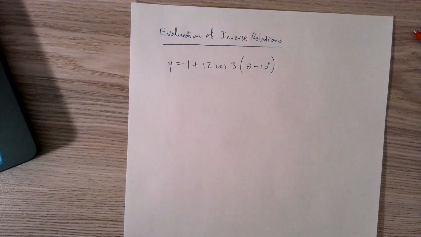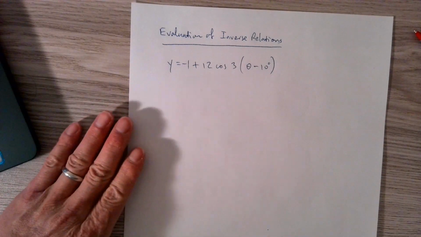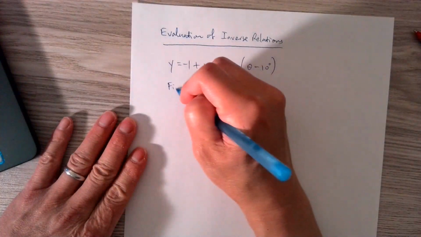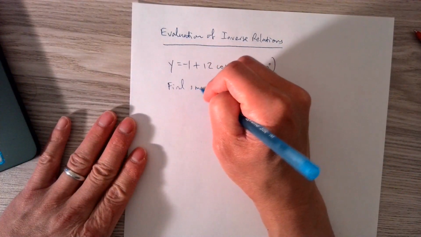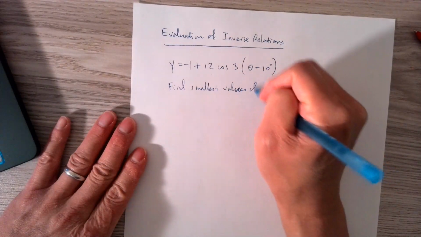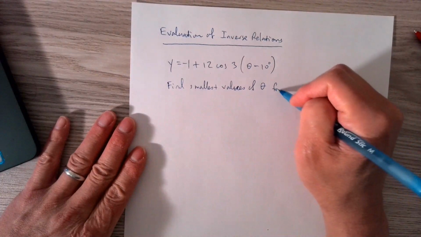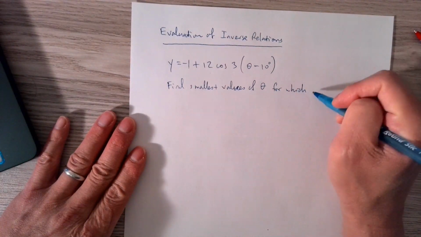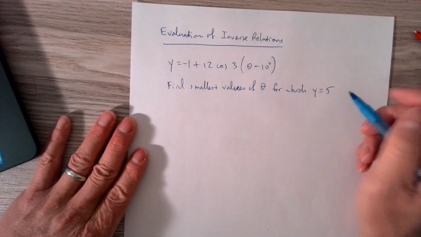Okay, so we're given the equation y equals negative 1 plus 12 cosine of 3 times theta minus 10. We're looking for values of theta, but there's a second variable here, y. So I have to tell you something about y. So I'm looking for, find the smallest values of theta for which y equals 5.